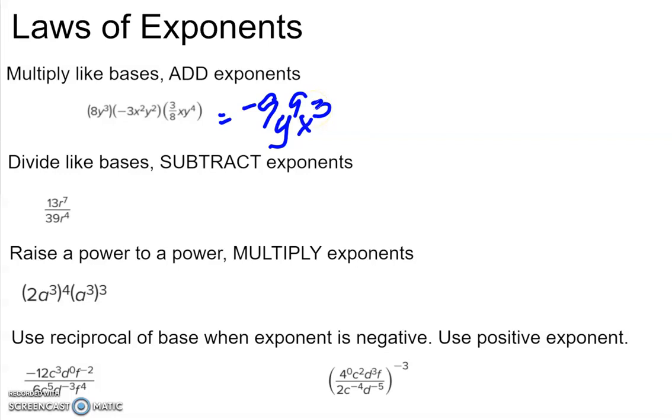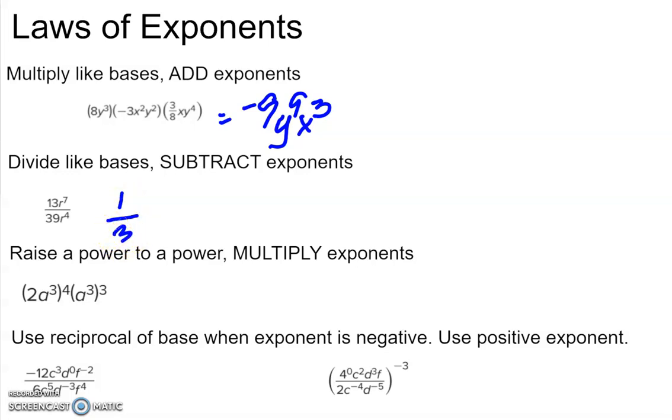The next law is reviewing with division. So when you divide like bases, you subtract the exponents. So here I have some coefficients in front of my variable of r. I have 13 over 39. So that is a fraction of 13/39. I can reduce 13/39 by dividing the numerator and the denominator by 13. 13 divided by 13 is 1. And 39 divided by 13 is 3.